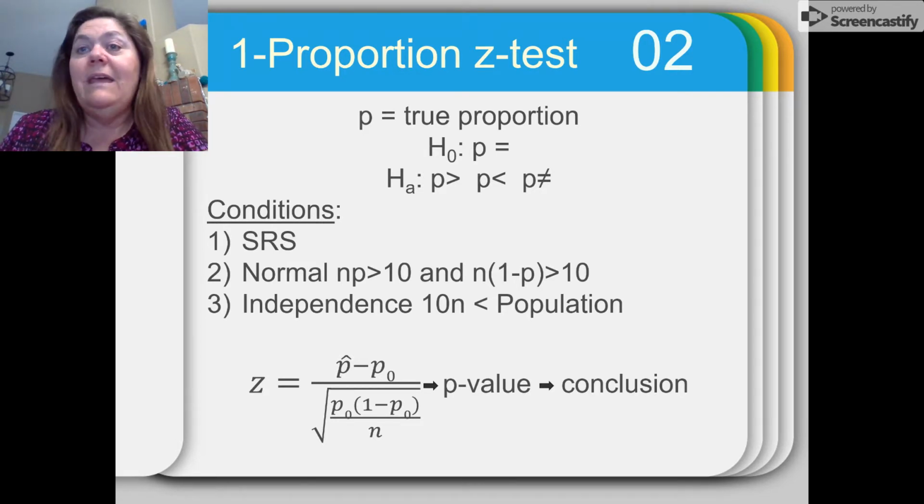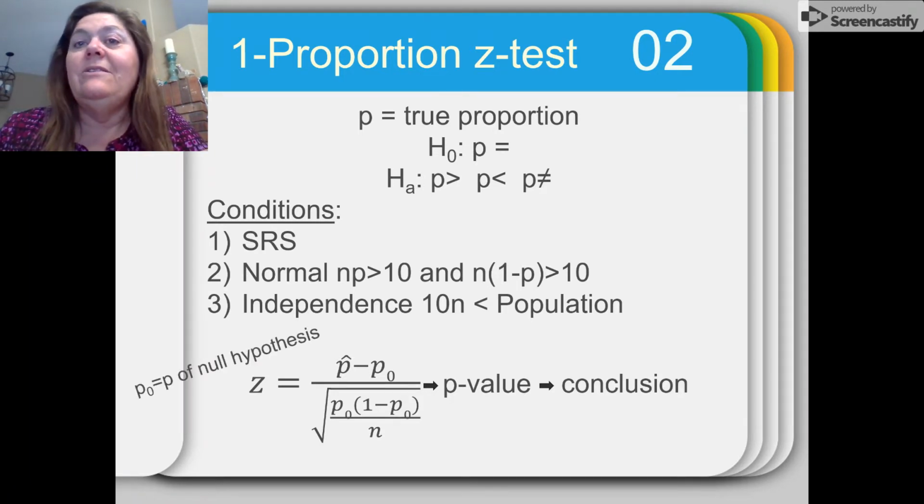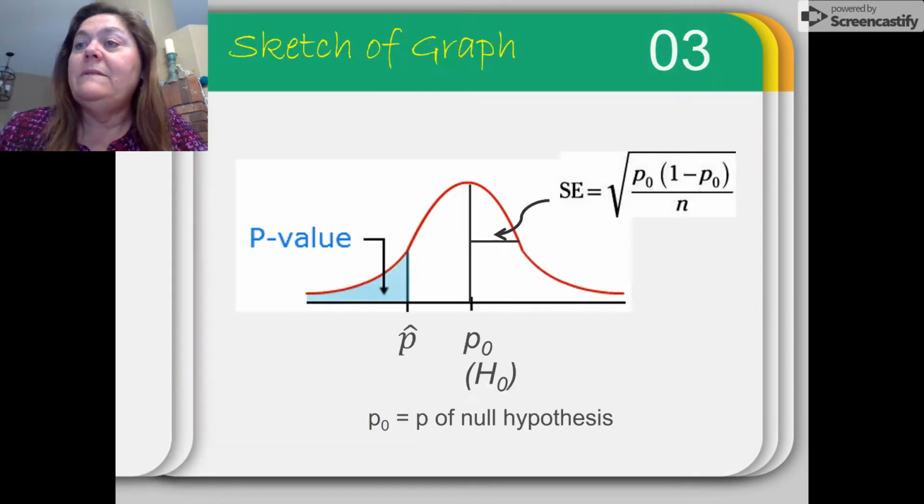So everything's the same. Nothing's different. It's just now you're taking that statistic to a p-value using your p null instead. So this should not be too scary. Looks the same, right? There you go. That's the p of your null hypothesis.